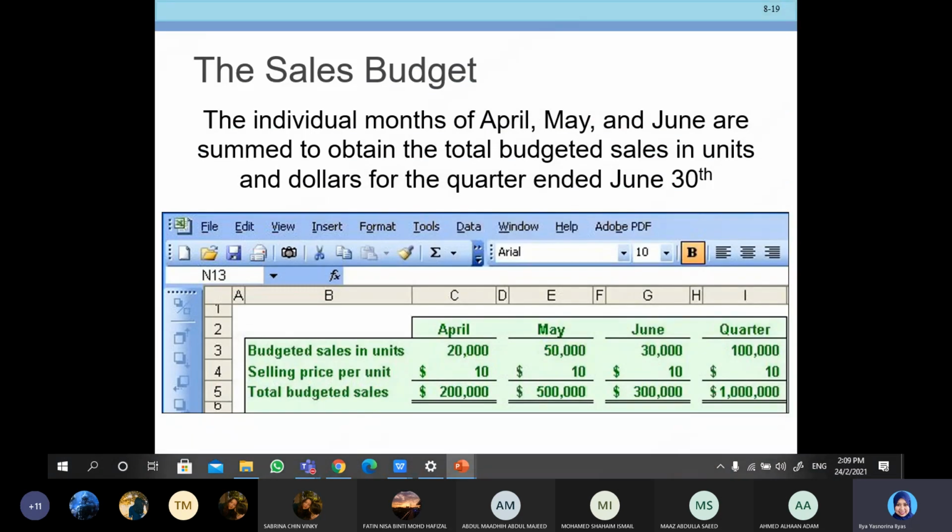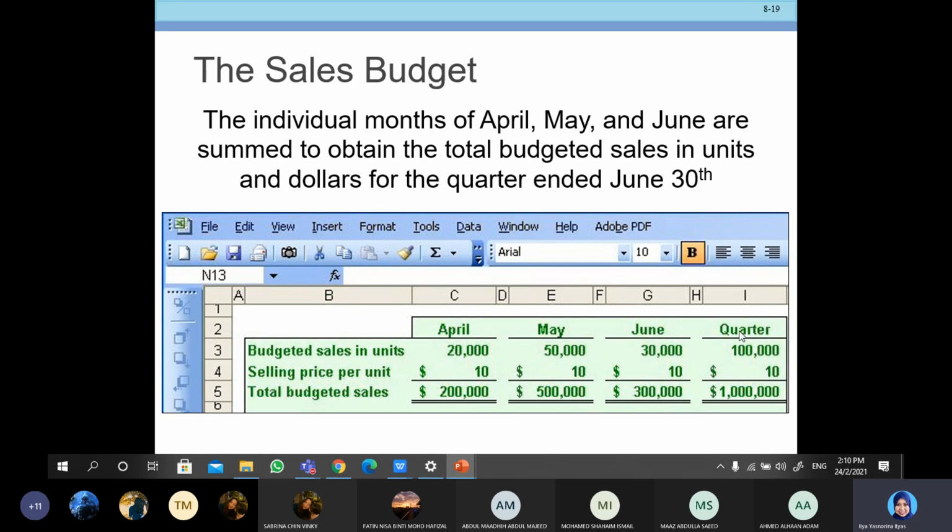So what we need to know in the sales budget is the unit. How we want to get the unit is through the sales forecast, and normally it is stated in your question. So, the sales units and the selling price per unit. From this sales budget table we can identify the total budgeted sales. For April we budgeted 200,000. In May we budgeted 500,000 of sales. June we budgeted 300,000 of sales.